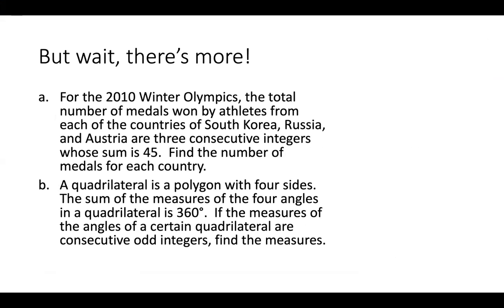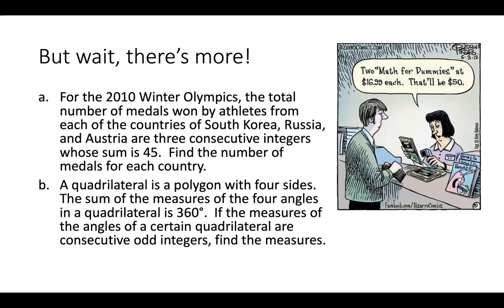Okay, for the 2010 Winter Olympics, the total number of medals won by athletes from each of the countries of South Korea, Russia, and Austria are 3 consecutive integers whose sum is 45. Find the number of medals for each country. And then we have this other problem. A quadrilateral is a polygon with 4 sides. The sum of the measures of the 4 angles in a quadrilateral is 360 degrees. If the measures of the angles of a certain quadrilateral are consecutive odd integers, find the measures.